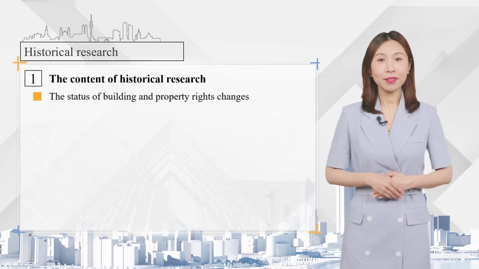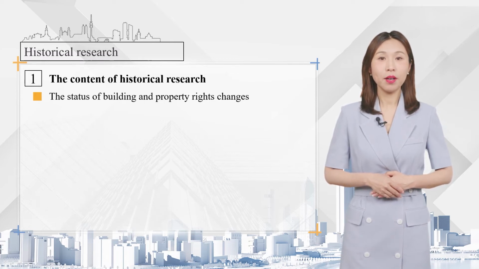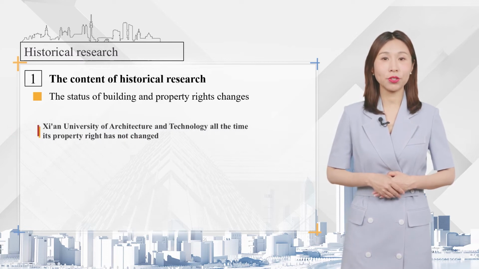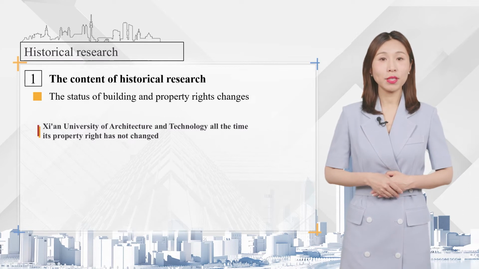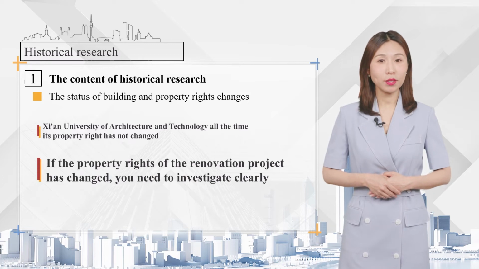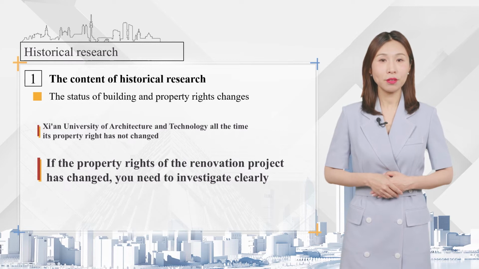The second thing we need to investigate is the status of building and property rights changes. For the printing factory of Xi'an University of Architecture and Technology, because it belongs to Xi'an University of Architecture and Technology all the time, its property right has not changed. If the property rights of the renovation project you are facing has changed, you need to investigate clearly.